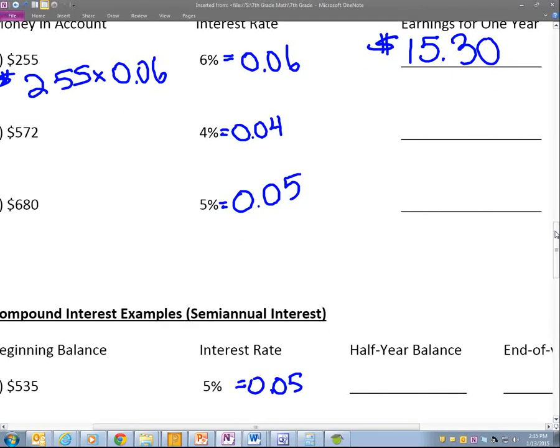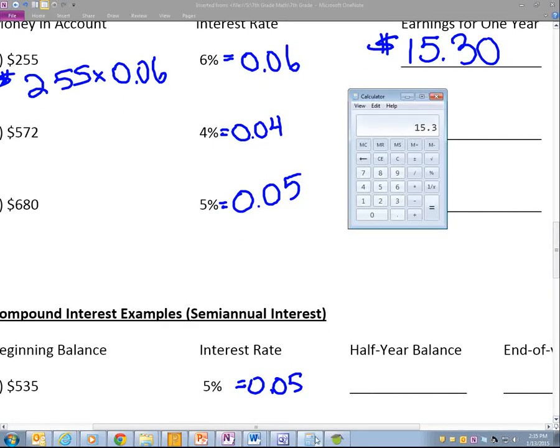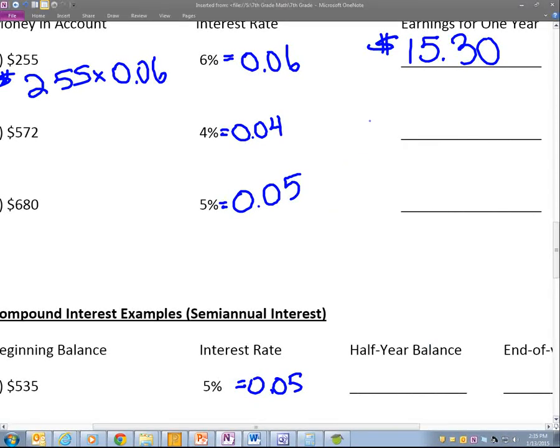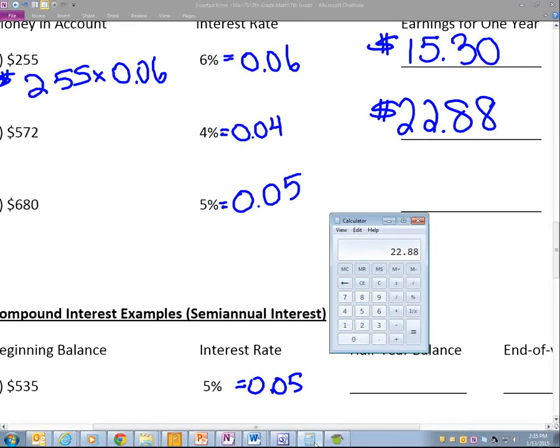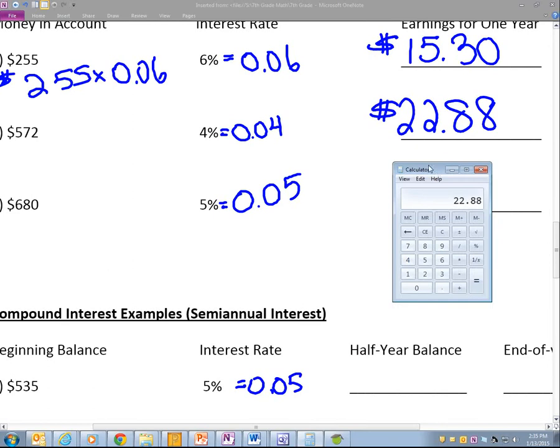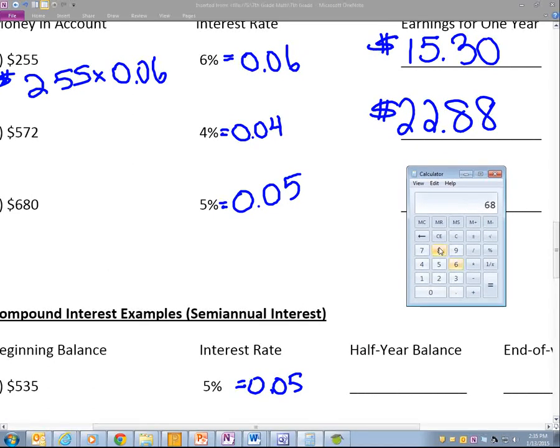All right, so then we have this guy. How are we going to set this up? Same way we did the other one. We have 572 times 0.04, which equals $22.88. Now, there are a lot of calculations you guys have to do for homework tonight, but as long as you're following the directions, you're going to be all good.